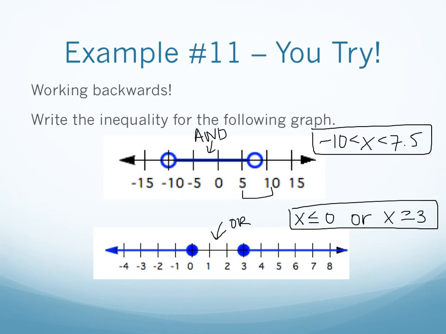Okay, hopefully you got those two right. If you didn't, that's okay. Please make sure, though, you rewind the part of the video and watch the last 3 examples, examples 9, 10, and 11, where I go over how to write an inequality based on the graph. If you got those right, that's awesome, and you're ready to move on to video number 2.